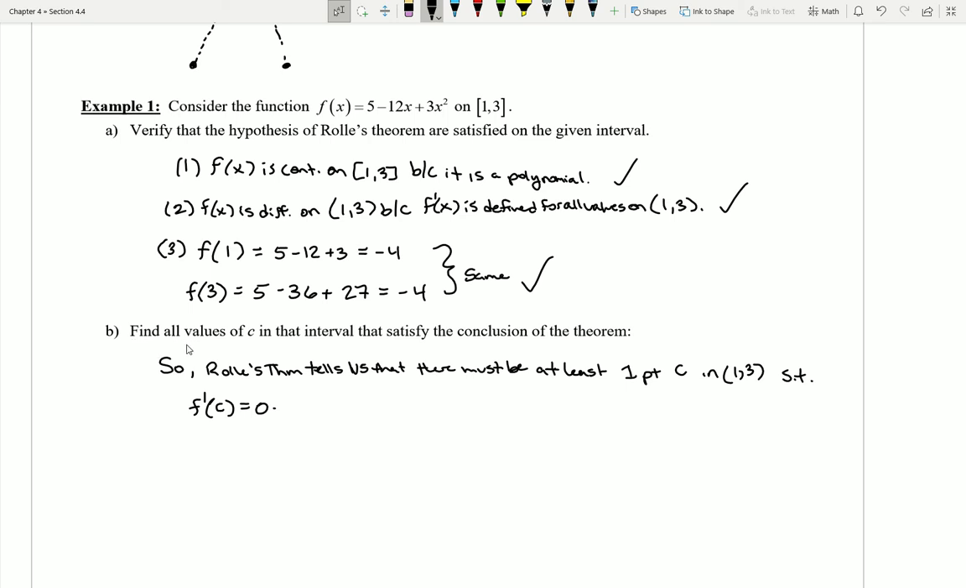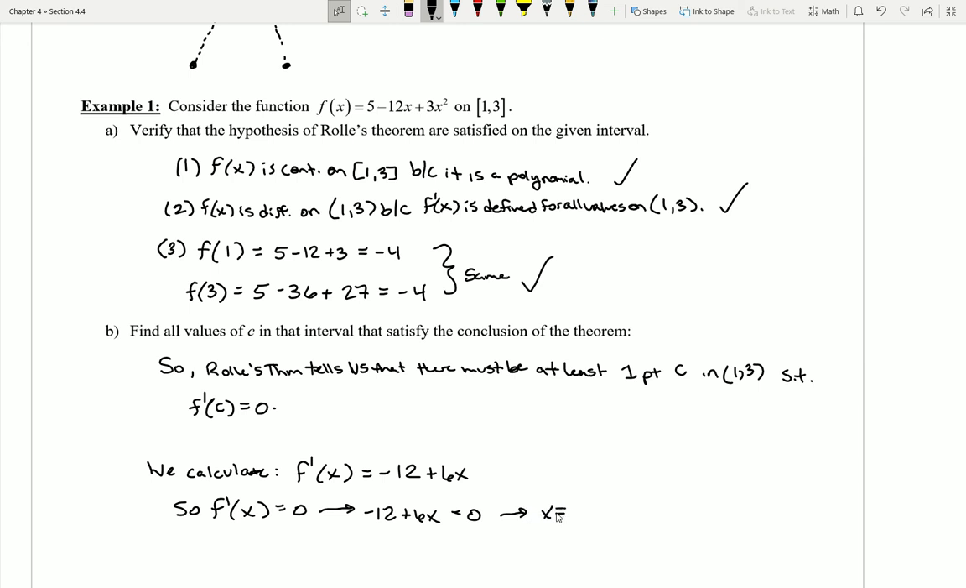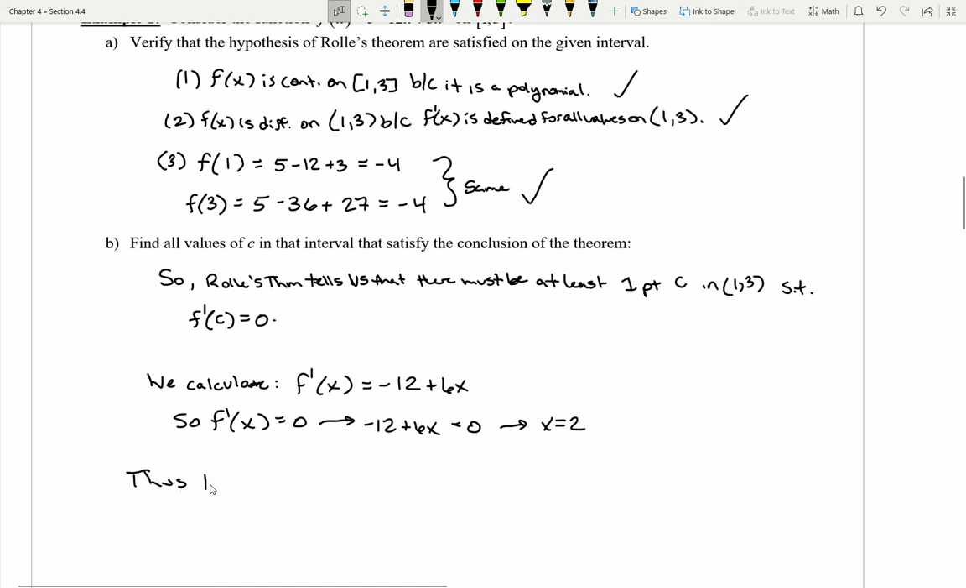And in part B, I'm going to be asked to find all these values of C that actually do make this equal to 0. So to do that, if I'm looking for when my derivative is going to spit out 0, then let's start by just calculating our derivative. We can see here that our derivative is going to be negative 12 plus 6x, and so it's no surprise that f prime of x is going to be equal to 0 whenever negative 12 plus 6x is equal to 0, and it's no surprise to find that the value of x is 2.